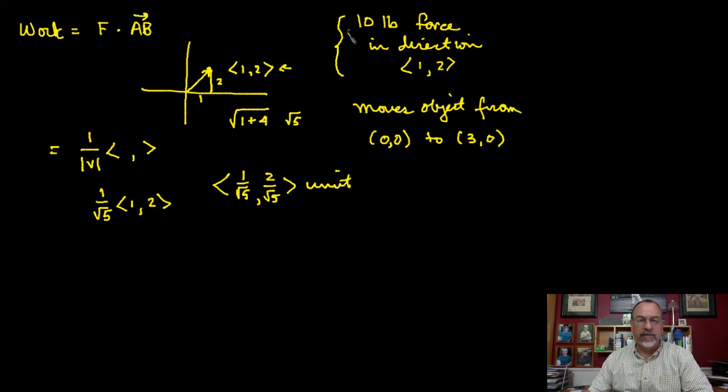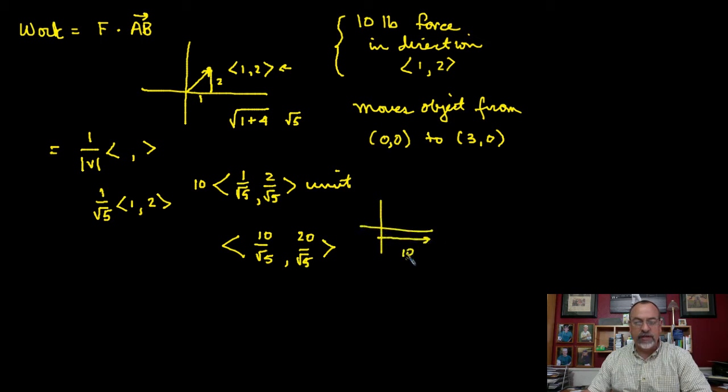Now, I don't want a magnitude of 1, my force is 10. So I'm simply going to multiply this unit vector by 10, and in doing so, I'm going to get 10 over the square root of 5, and then 20 over the square root of 5. These then are the components of the force vector. If I go in the x direction 10 over the square root of 5, and then I go up this way 20 over the square root of 5, and I draw my vector here, then the length of this is 10, and it does go through the point 1, 2, because that's the direction that I'm going. So to find the components of a force vector in a direction, we find the unit vector, and then we simply multiply that unit vector by the magnitude of the force that we want. Okay, so that gives me the force vector.